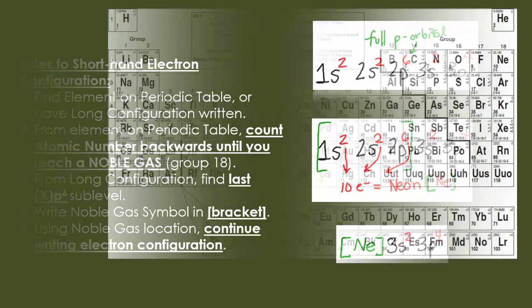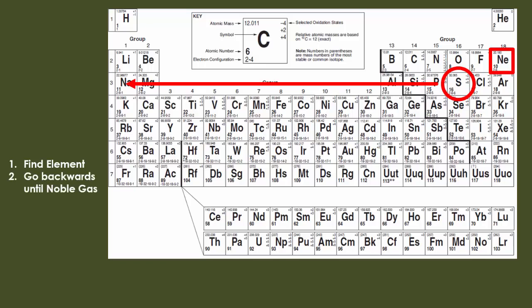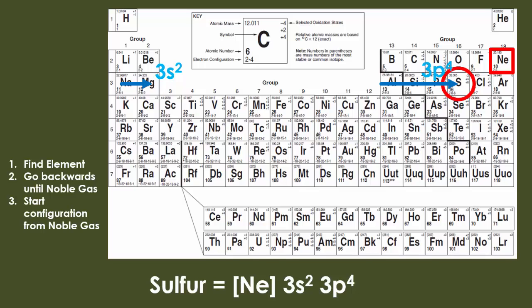If this is confusing, let's try this method. Again, find the element. It's sulfur. Go backwards on the periodic table until you find a noble gas in group 18, which is going to be neon. Start the configuration from the noble gas by writing its symbol in a bracket, and then going 3s2 to 3p4. Therefore, sulfur has a shorthand configuration that looks exactly like that. Both configurations are exactly the same though.